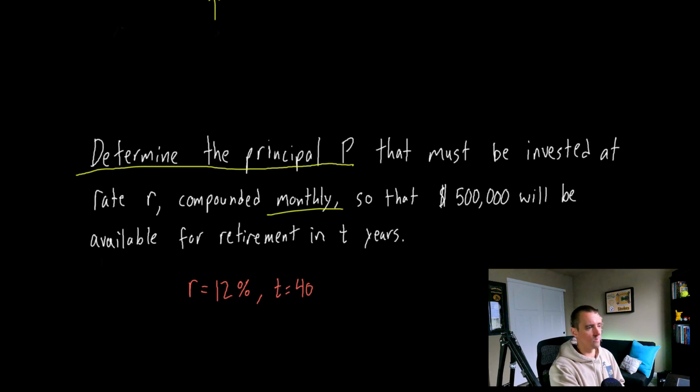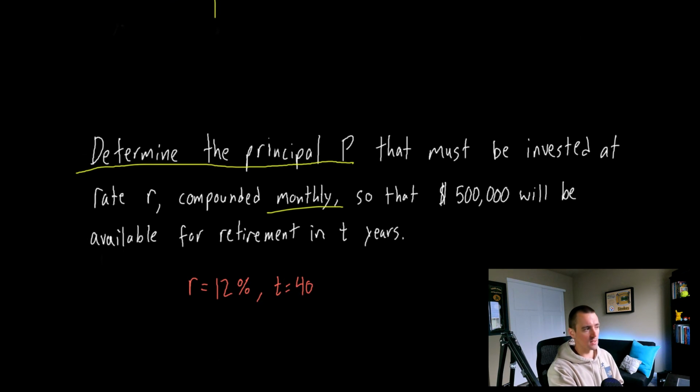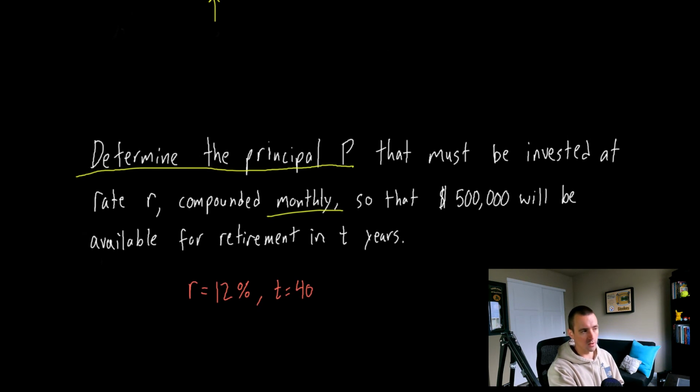We want to find the principal P that must be invested at rate R, compounded monthly, so that $500,000 will be available for retirement in T years. Then the problem tells us that R is 12% and T is 40. So right there, we know that R has been given as 12% and T as 40 years.